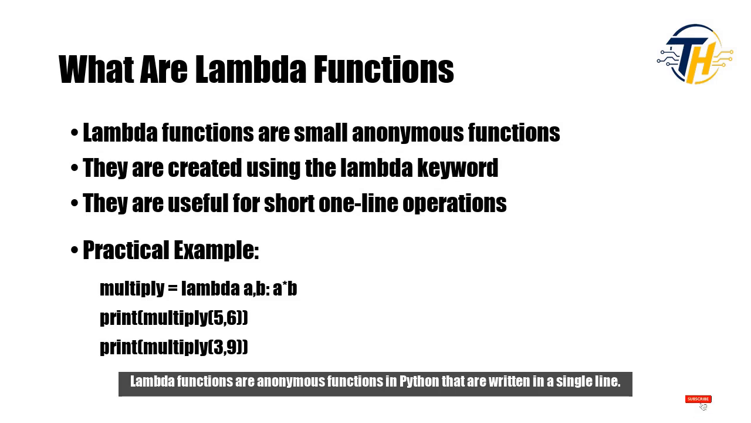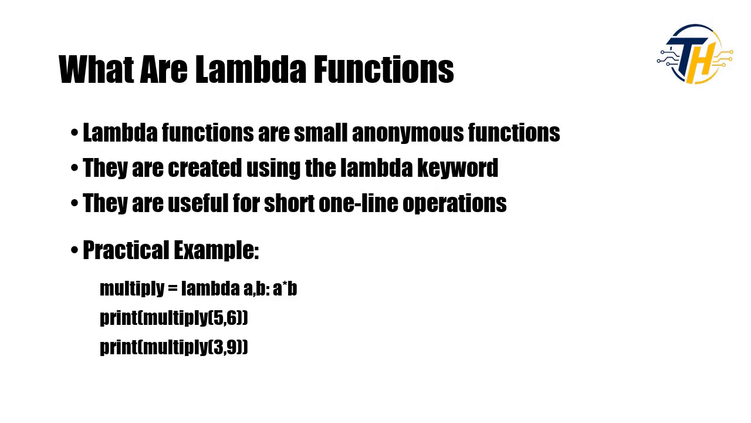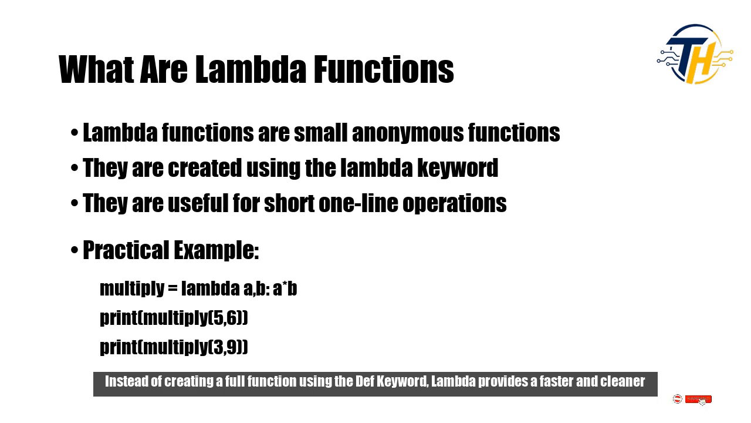Lambda functions are anonymous functions in Python that are written in a single line. Developers use them when a simple function is required for a temporary operation. Instead of creating a full function using the def keyword, Lambda provides a faster and cleaner way to write logic. In business applications, Lambda functions are often used in data transformation tasks, sorting operations, and automation scripts.